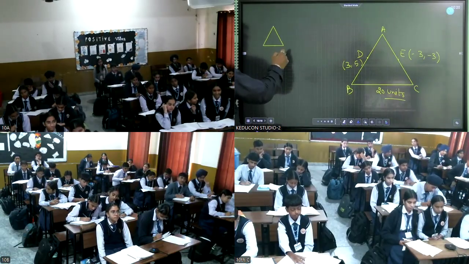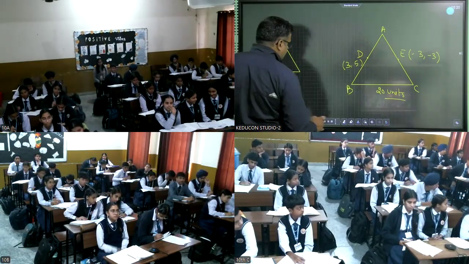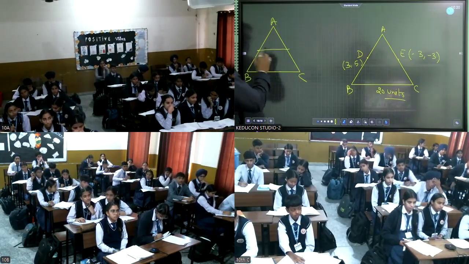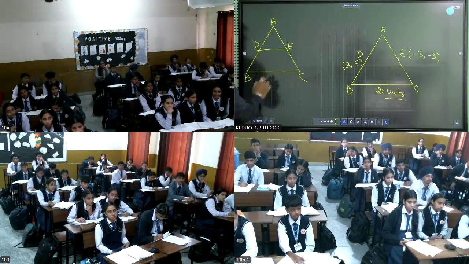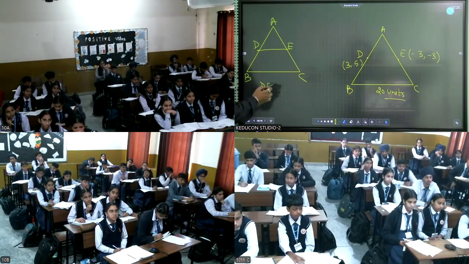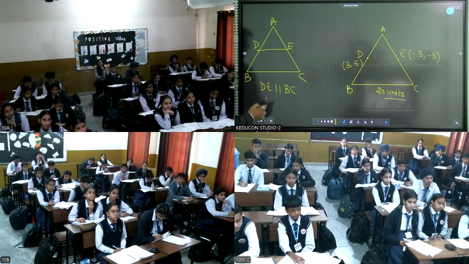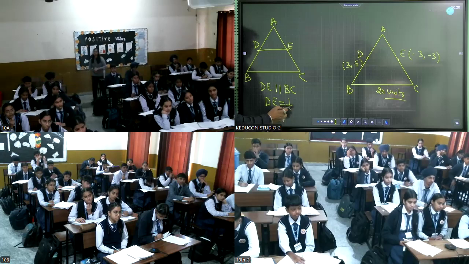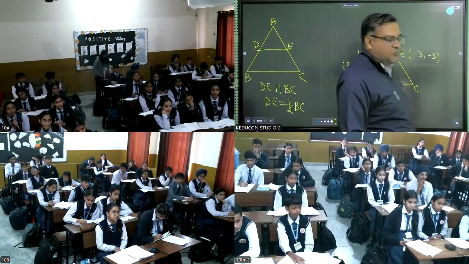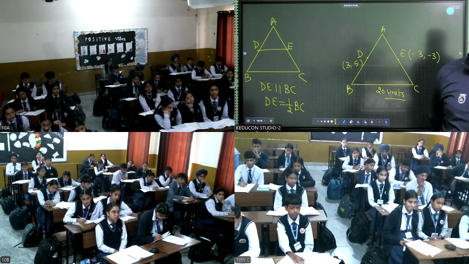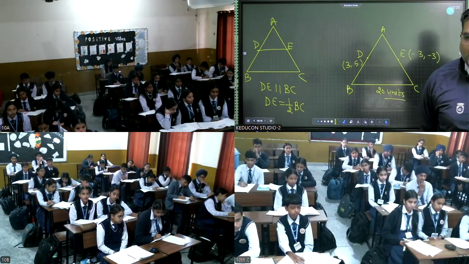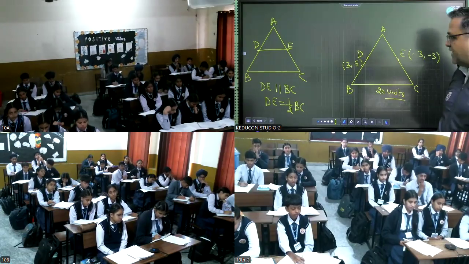What this theorem says, if we have a triangle ABC, a line joining the midpoint of two sides of a triangle is parallel to third side and is half of the third side. Do you remember something, children? The midpoint theorem says a line joining the midpoints of two sides of a triangle is parallel to third side and is half of the third side.